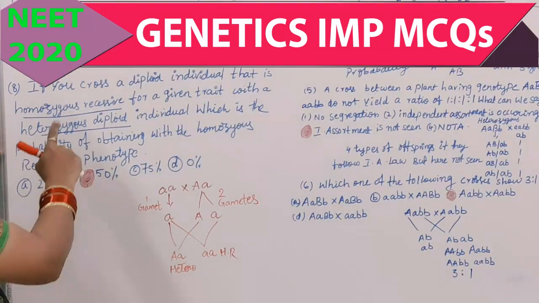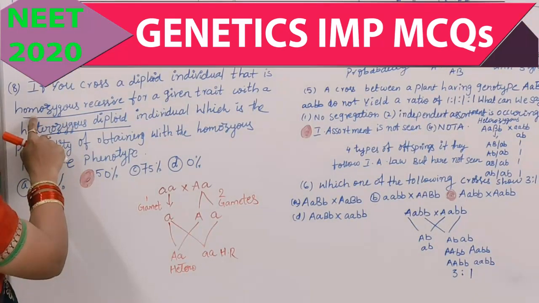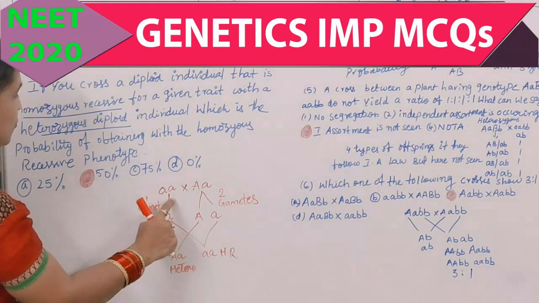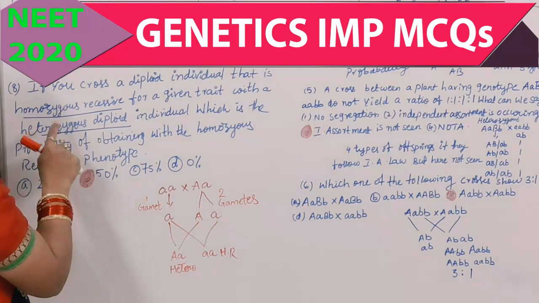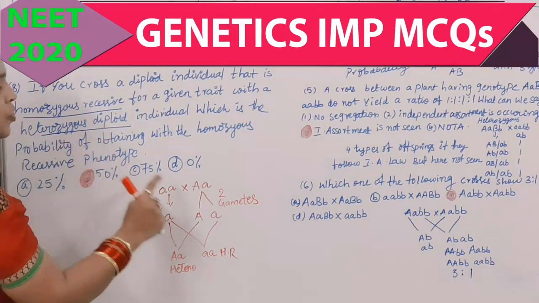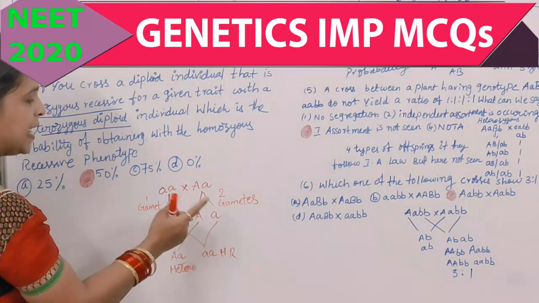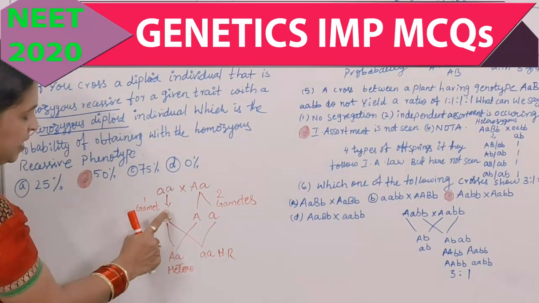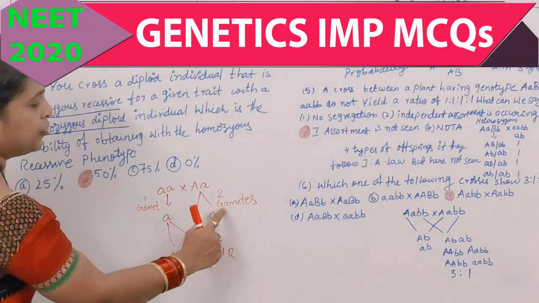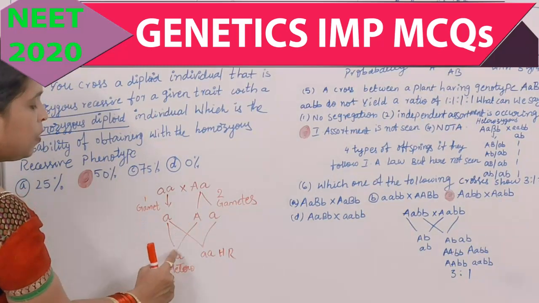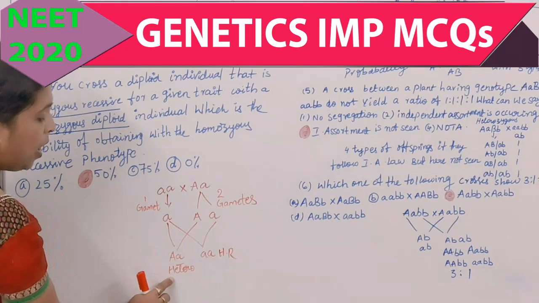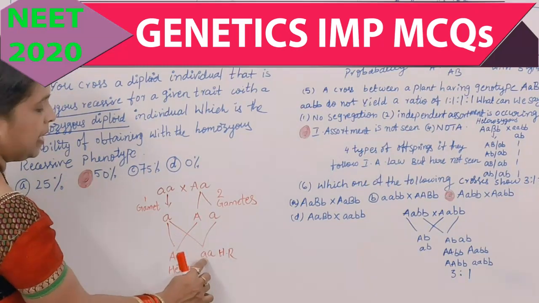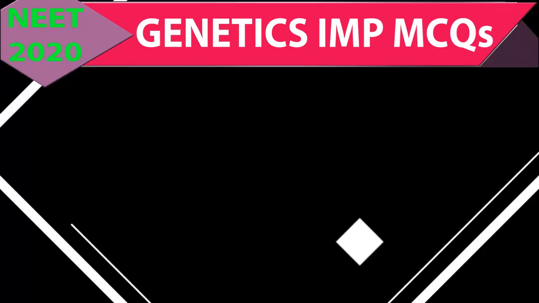Coming to the solution for this question, here it was mentioned homozygous recessive, right? This is a homozygous recessive. Then it is going to be crossed with a heterozygous diploid. We are taking a heterozygous diploid here. Now in this particular one, you are going to get one gamete, and here you are going to get two gametes. When you cross them, the first one is heterozygous, and the second one is homozygous recessive.